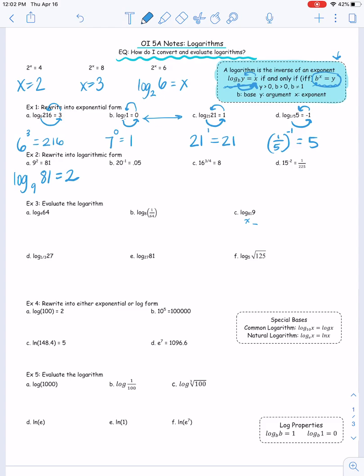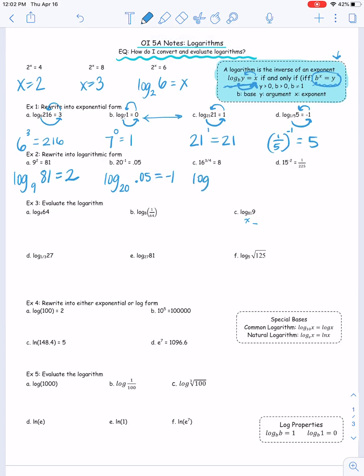It fits. 20 to the negative 1 power equals 0.05. My base is 20, so log base 20 of, what is the argument? 0.05 equals, what is the exponent? Negative 1. Again, log, what's the base? 16. What's the argument? 8. What is the exponent? 3/4.